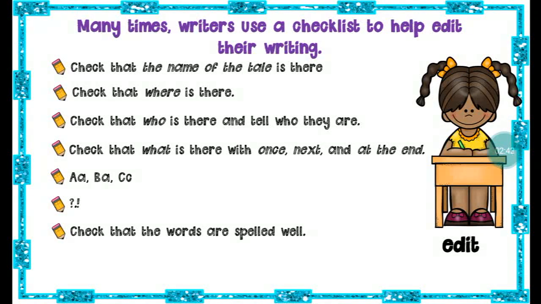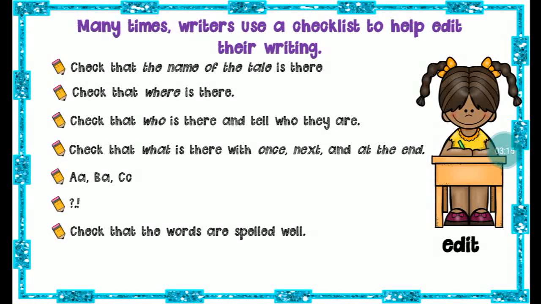So this is a checklist. You check that the name of the tale is there. That's the title of your story. Number 2, you check that the where is there. That's the setting. Then you check that the who is there and tell who they are. The who are the characters. The where is the setting. Then check that the what is there with once, next, and at the end. Those are your sentence starters, okay?